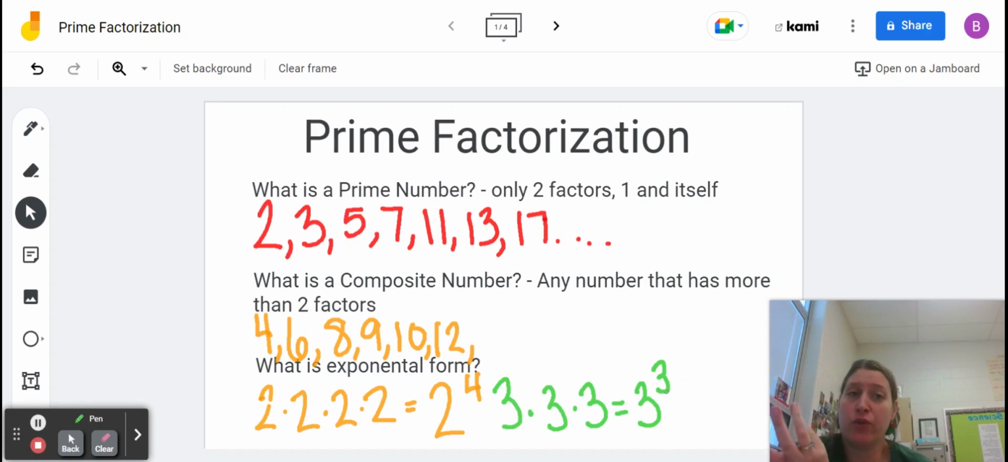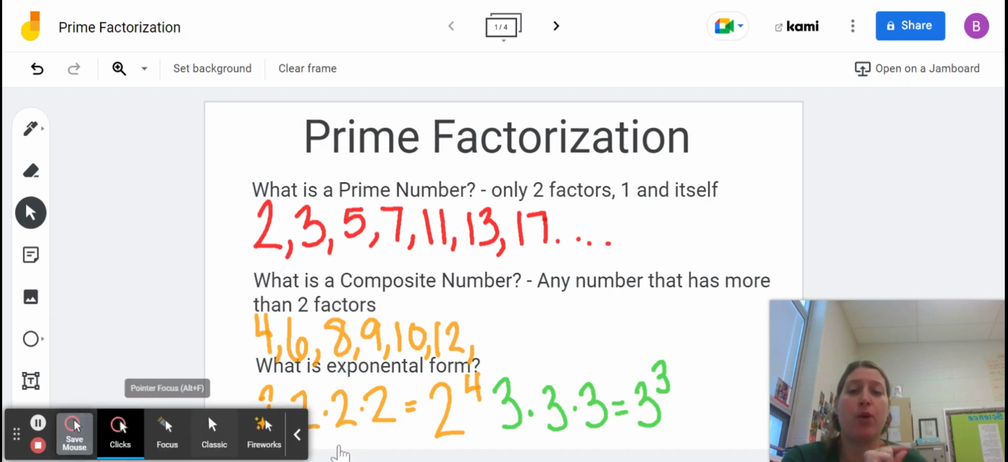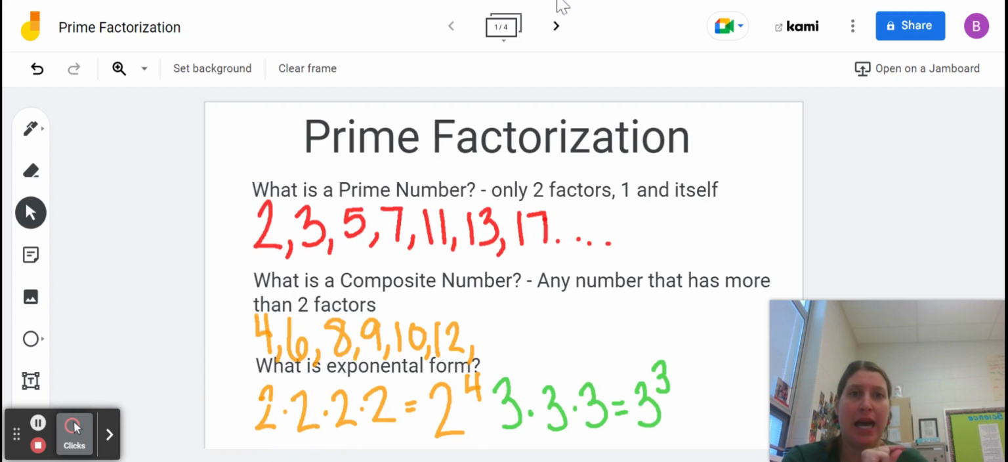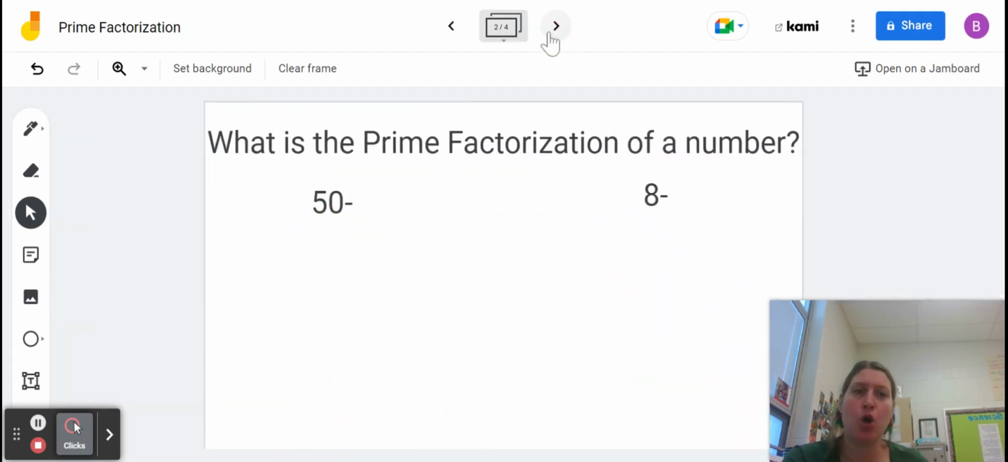So why is that useful? What we're going to do is look at some numbers, and I'm going to be breaking them apart into primes. And then once I find the primes, we are going to be putting them as a multiplication problem. And then we're going to shorten the multiplication problem into prime numbers with exponents. So we're going to look at how to find the prime factorization of a few different numbers.